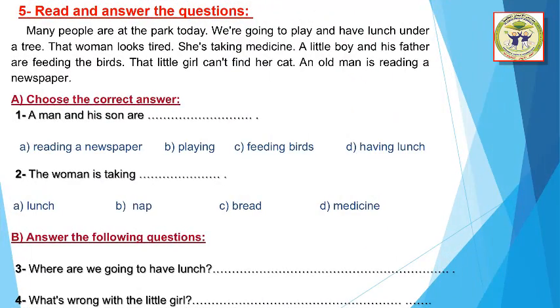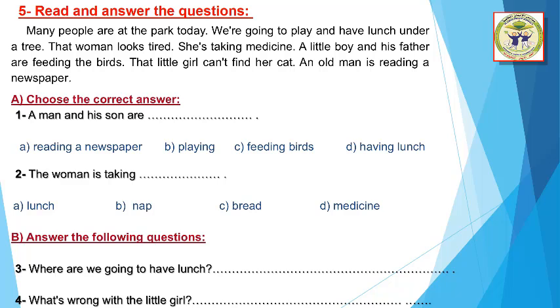Question number 5, read and answer the questions. In this question, I'll ask you to read the passage carefully and try to understand each sentence before answering the questions. This passage is talking about people who are at the park. Read the passage carefully in order to know what they are doing.